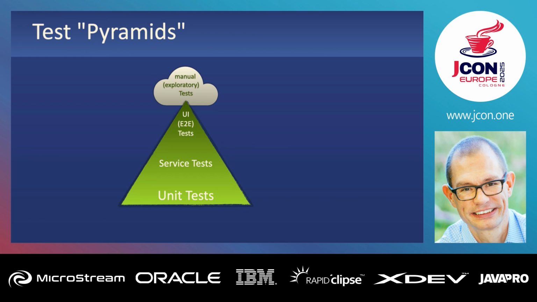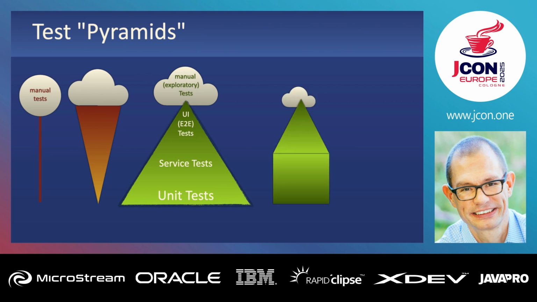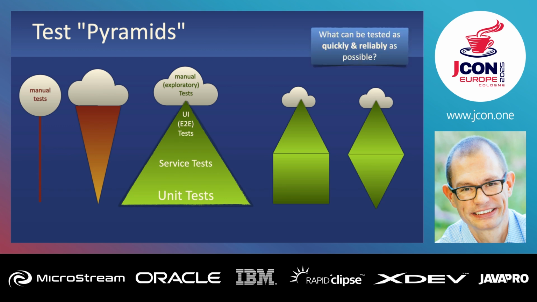Before we had the test pyramid, we had the test lollipop with no test automation at all and lots of manual testing. Then we had the ice cream cone with automated testing heavily on the upper levels, mostly UI automated tests and manual tests. But in today's architectures, we maybe have the test house with a lot more integration or service tests, or even the test diamond or test honeycomb, where we have more service tests, more integration tests than unit tests. And the question that those models ask is, what can be tested as quickly and reliably as possible?